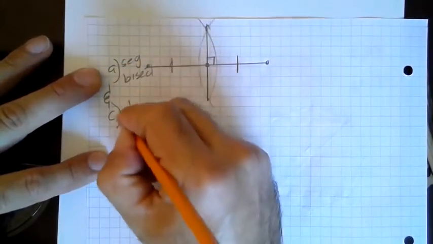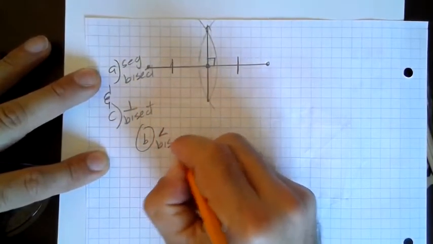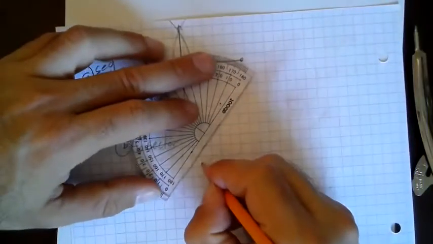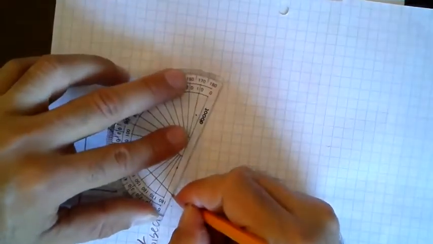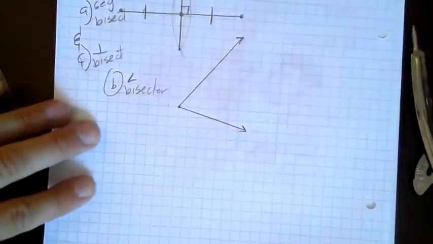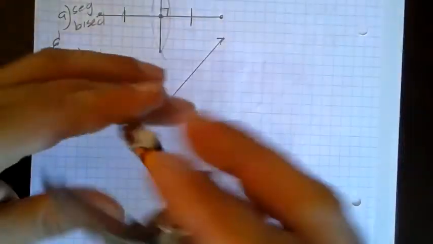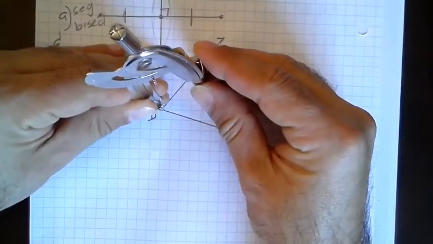So this is a segment bisector. This is a perpendicular bisector. This is an angle bisector. Okay, so this is now the angle bisector. And for that, you just have to make an angle and bisect it. Okay, so here's my angle that I'm going to be using. Let's call it angle D. And we will first start by making an arc from D out here.